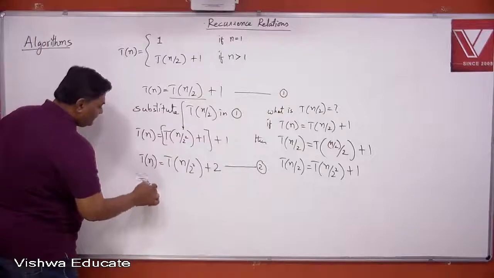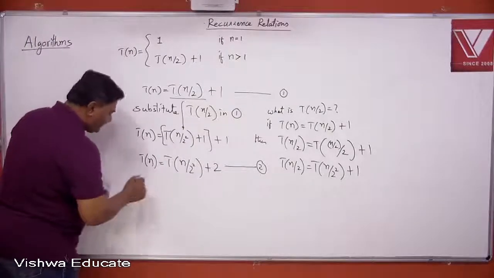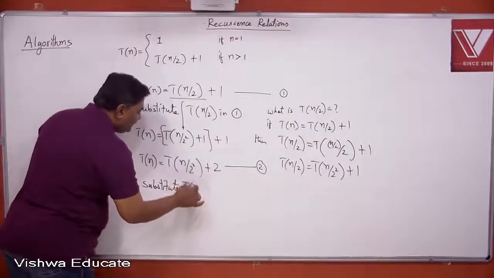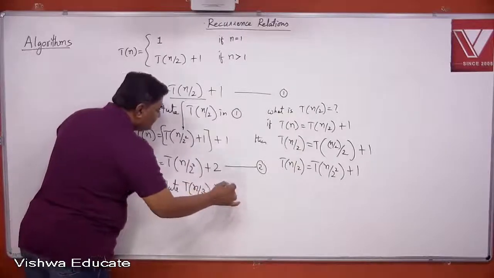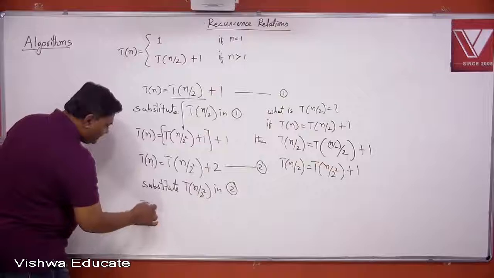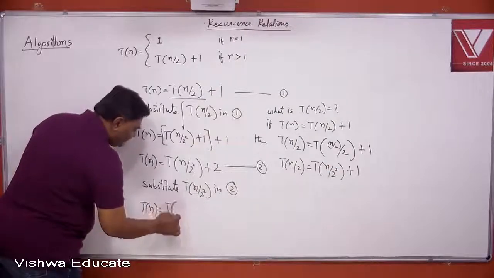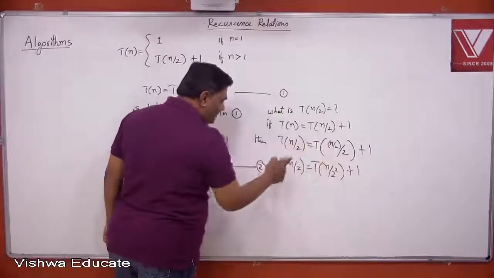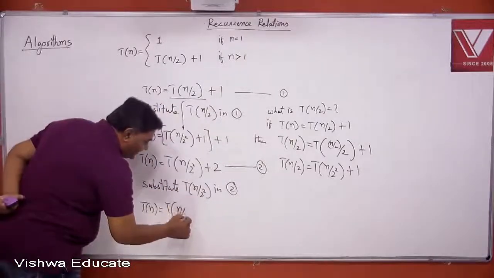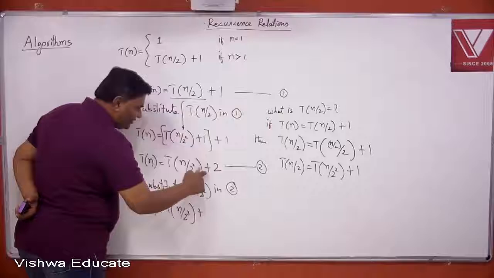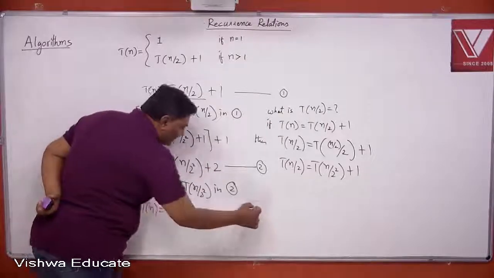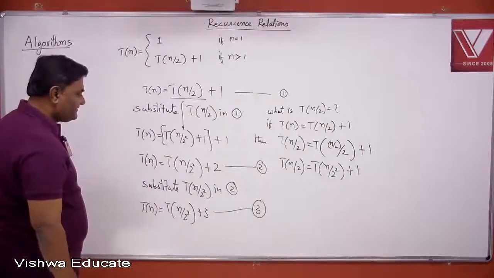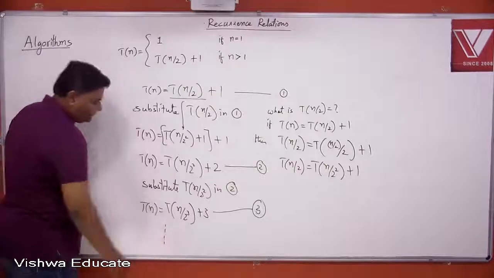Then T(n) is equal to, okay, substitute T(n/2 squared) in the second equation. So this will be T(n) is equal to T(n/2 cubed), then plus one more 1, and 2 is already there, so we get 3. So I don't have to explain this one. I got this one. Let me finish this. Then same way if I continue.